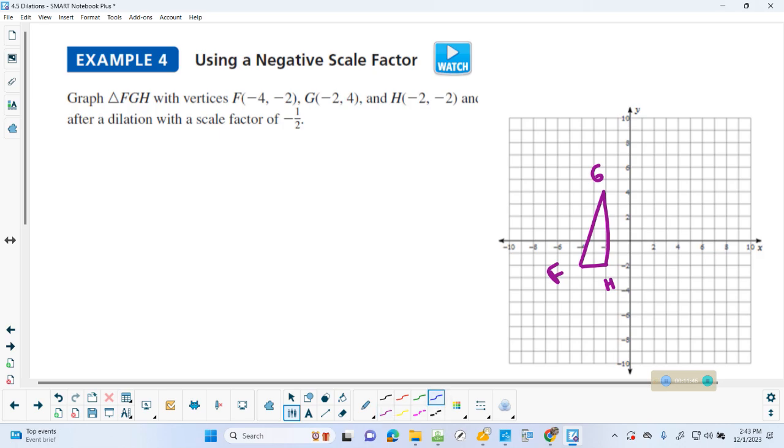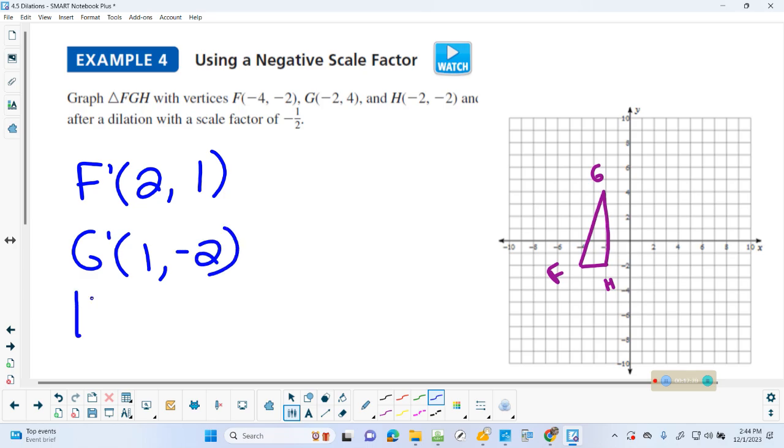So process is still the same, but just recognize because on your scale factor, you have the negative, the half is going to shrink it, it's going to be half the size. The negative is also going to spin it 180 degrees. It's going to rotate it. Big deal, math is still the same. -4 times -1/2. Watch your signs closely always. -2 times -1/2 is +1. -2 times -1/2, 1. 4 times -1/2.